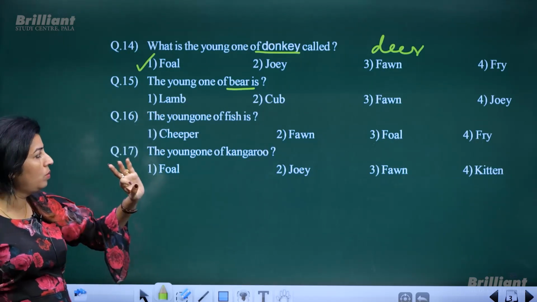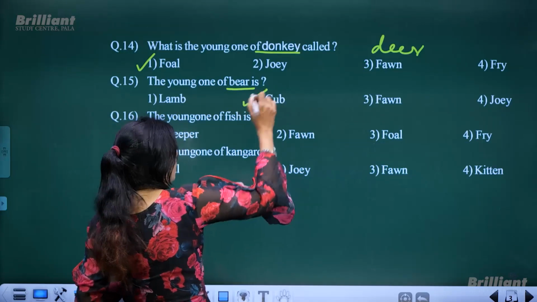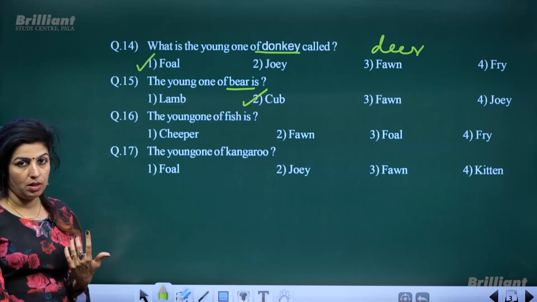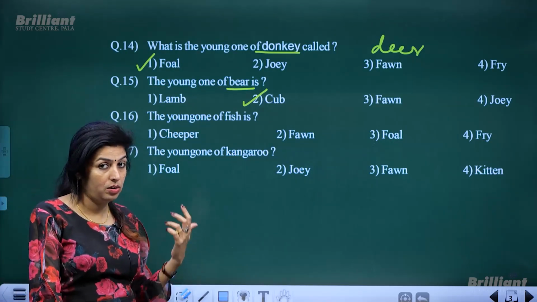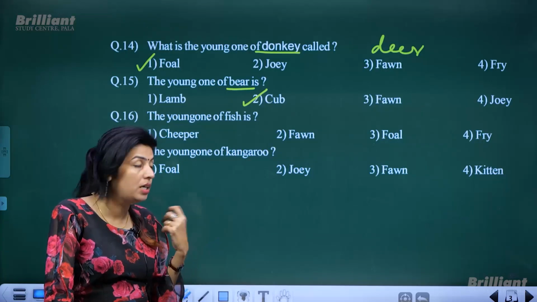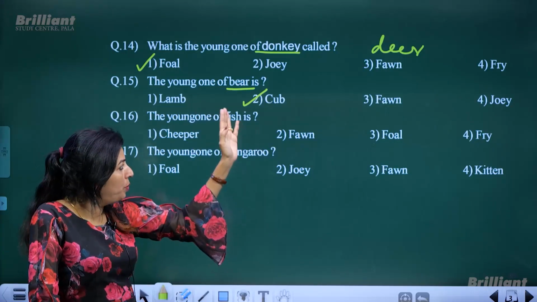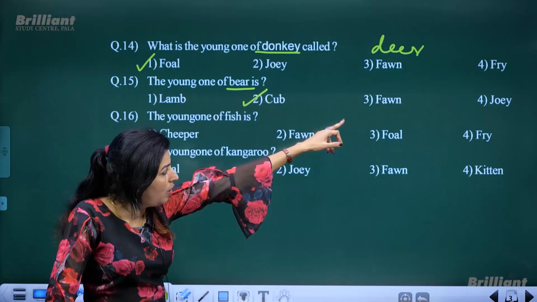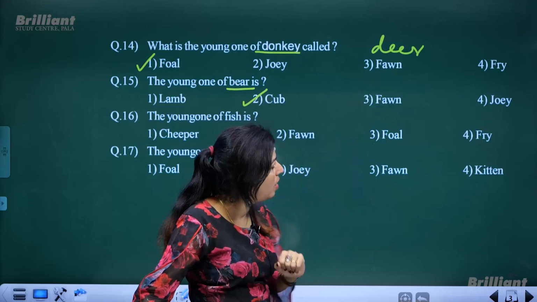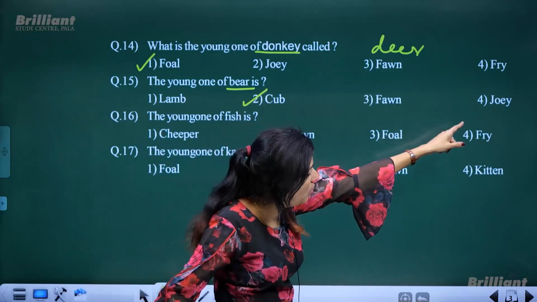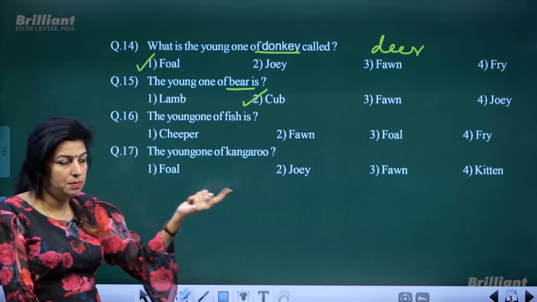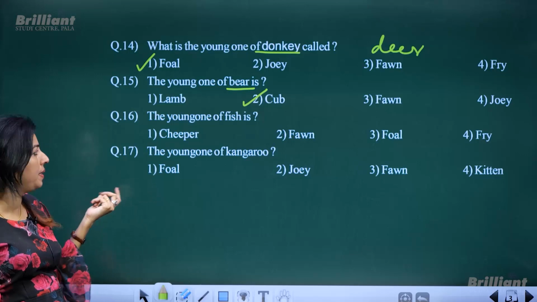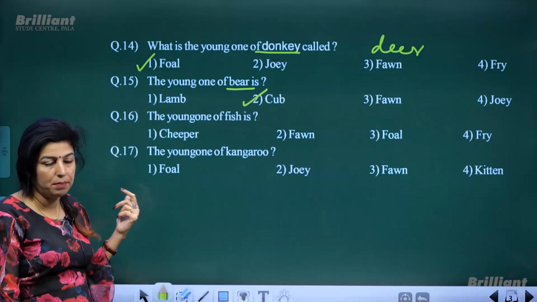Lamb? No. Cub. Cub could be used. Cub could be used for more than one creature. Even for lion also we can use the same word cub. So cub could be used even for the young ones of bear. Not fawn. Right now I told you fawn is used for the young ones of deer, and joy is one of the options but not for bear. I'll tell you what it means. Then lamb, not the young one of bear, that you know. Lamb, sheep, lamb.